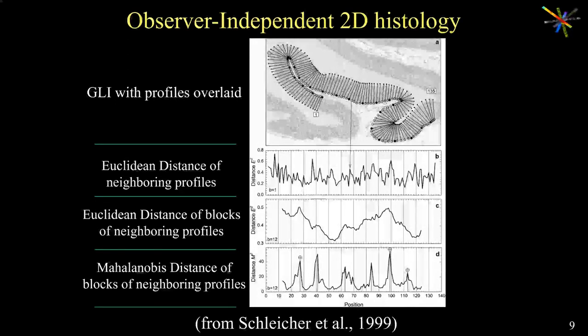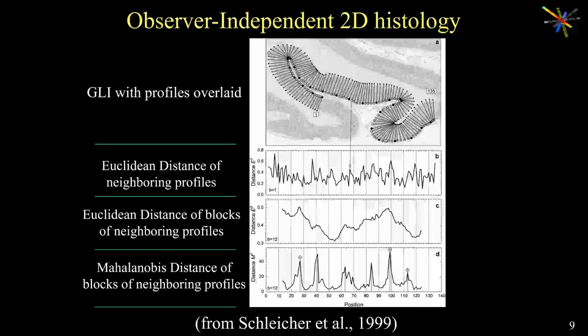Okay, so in this observer-independent histology, what they did is they extracted some features from each one of these streamlines, and then they computed a spatial covariance matrix. At each point, they'll say, okay, I'll look at the six streamlines to the left of me, I'll compute a mean and a covariance, I'll look at the six streamlines to the right of me, I'll compute a mean and a covariance, and then I'll compute the Mahalanobis distance between those two blocks of streamlines. And if the Mahalanobis distance is big, I'll say that's a putative cortical boundary.